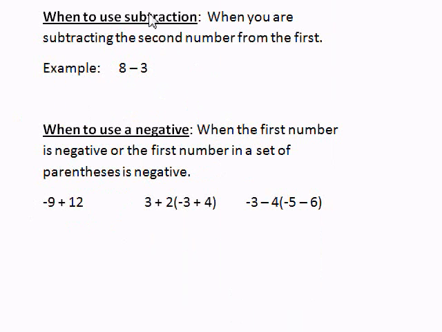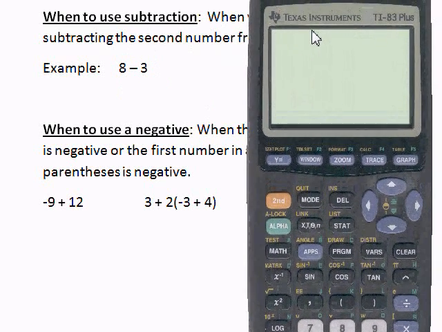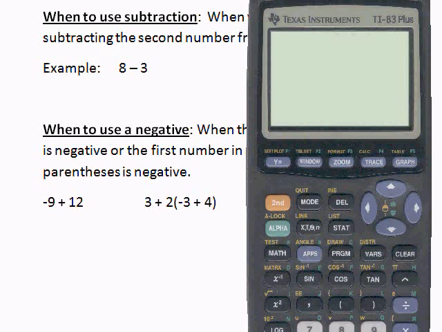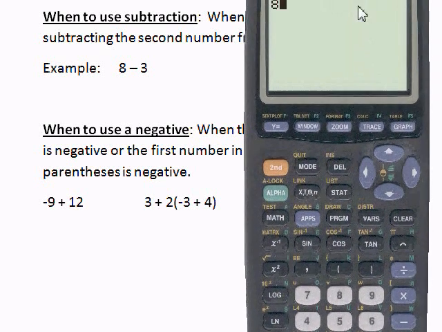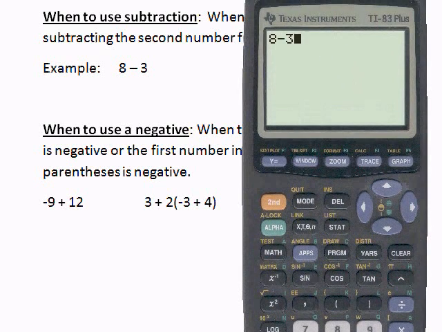So let's talk about when to use subtraction and when to use negative signs in the calculator. When you're subtracting the second number from the first, we use subtraction. So notice the 3 is being taken away from the 8. We want to go ahead and use the subtraction button. And 8 minus 3 should be 5. So if you go 8, use the subtraction button, minus 3, and press enter, we should get 5. And notice we do get 5.